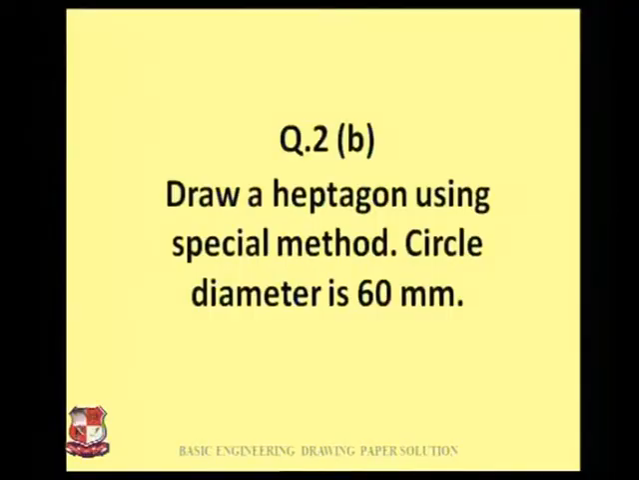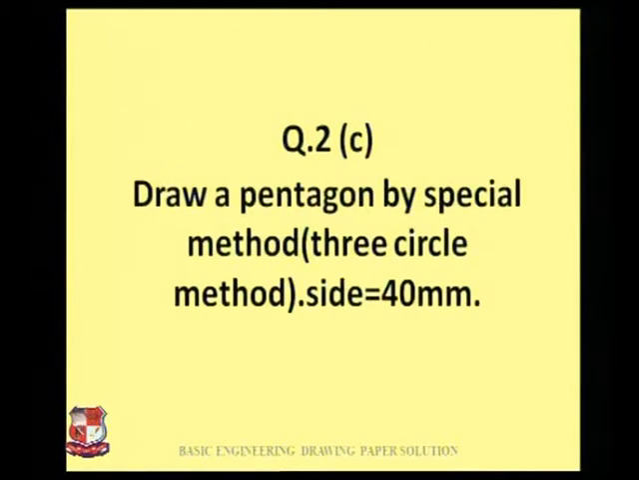Now we will proceed further to the next problem. It is the most repetitive example which is asked in the GTU exams. Draw a pentagon by special method or a 3-circle method. Each side would be of 40 mm. We will see this solution in the next part.